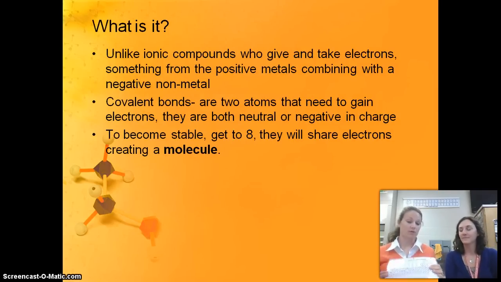Ionic bonds, hopefully you remember since you just took the test on it, took something off the periodic table that was a metal, joining with something that was a non-metal, so a positive and a negative charge, and they were giving and taking electrons from each other.